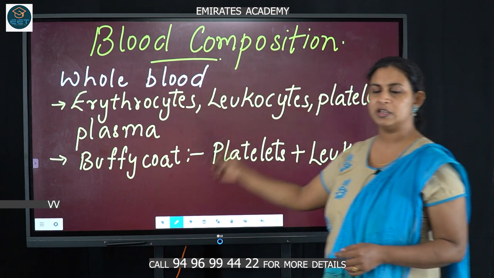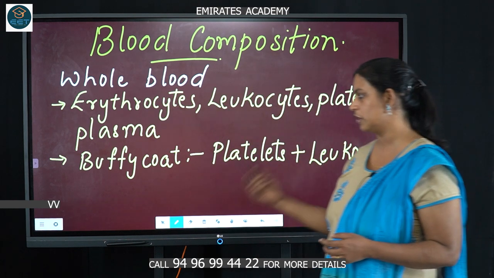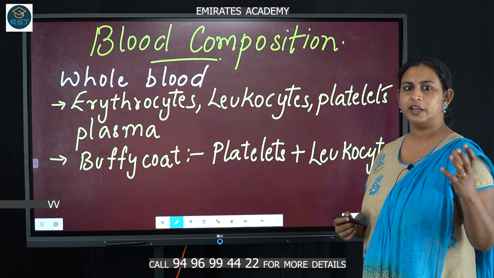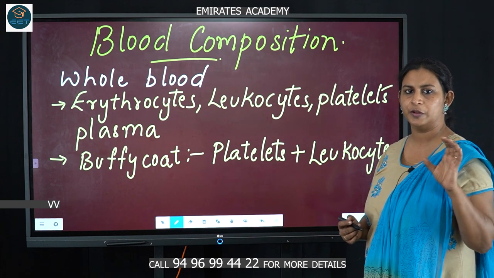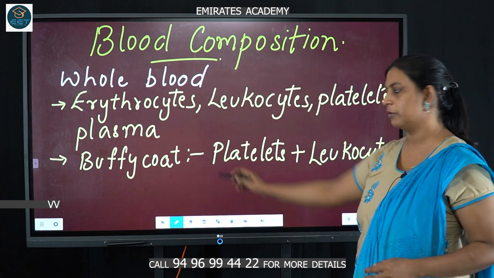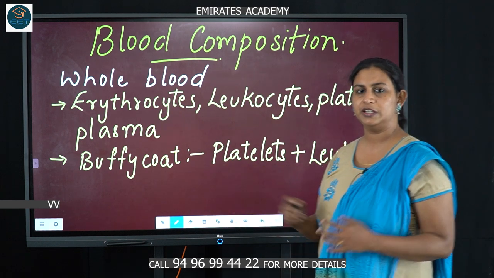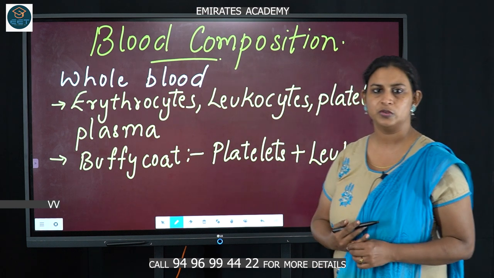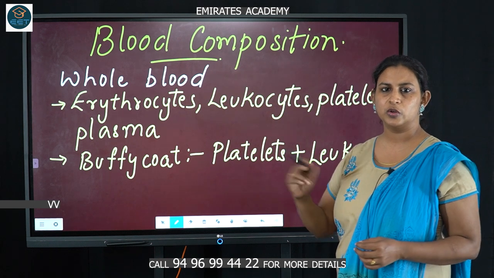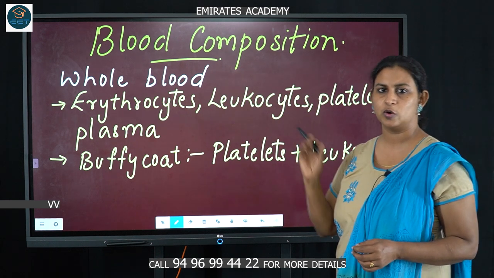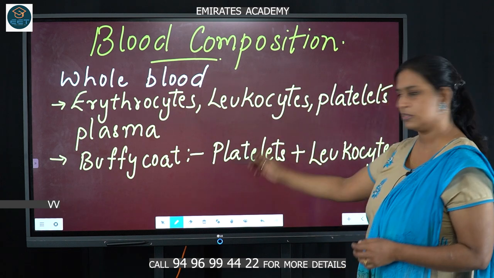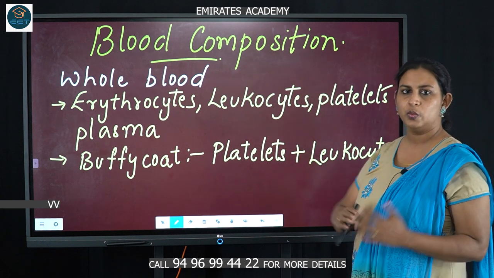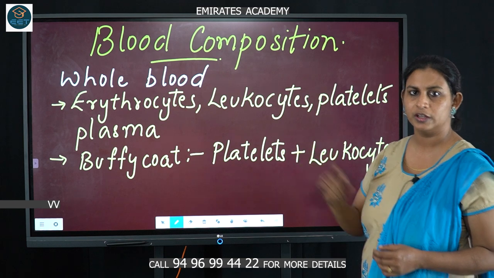Now when we separate the blood by centrifugation, we see a buffy coat, which is a yellowish color, opaque. The buffy coat would be like a light yellow colored separate layer, like a colloidal solution. That is mainly consisting of the platelets and the leukocytes. So the cell components of the blood will be separated out in the buffy coat layer.